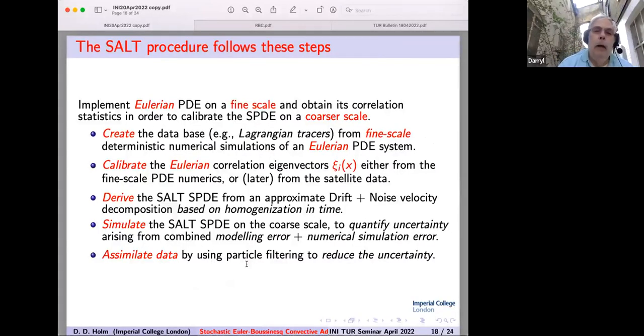And then you create a database of these Lagrangian tracers from the fine scale. You calibrate the Eulerian eigenvectors. This is how you estimate them. And maybe later we hope for the STUART program from satellite data. And from this you derive the SALT stochastic PDEs with this drift and noise velocity. Then you simulate them to quantify the uncertainty, and then you do the data assimilation to reduce the uncertainty. That's what this STUART program is about.